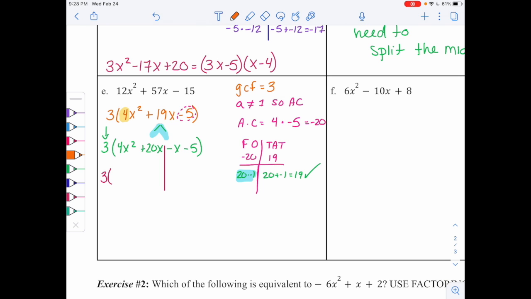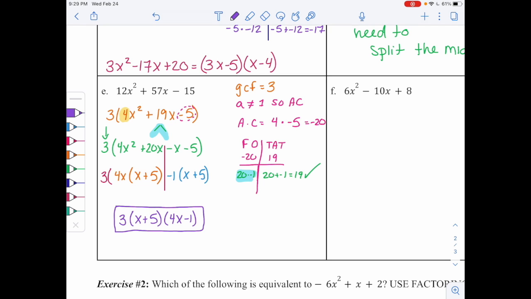GCF of the left side is 4x, left over with x plus 5. GCF of the right side, -1, left over with x plus 5. Final answer, completely factored, 3 times x plus 5 times 4x minus 1.